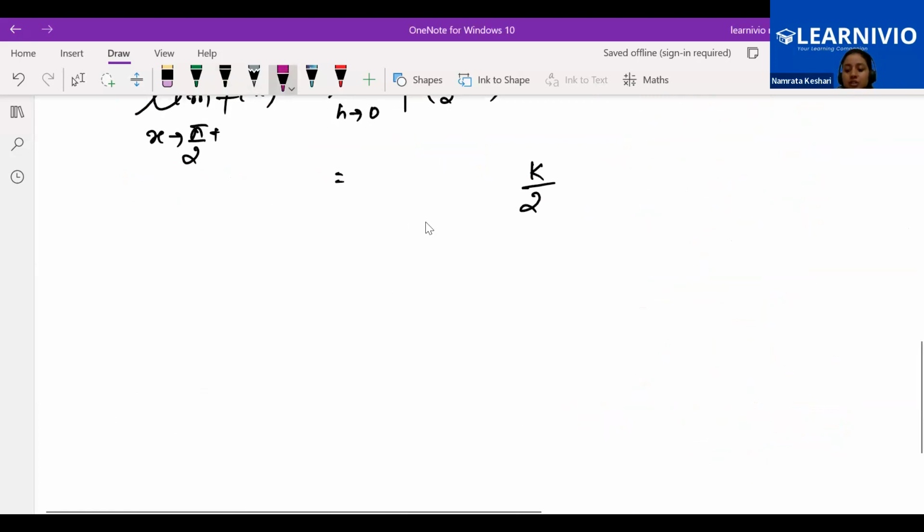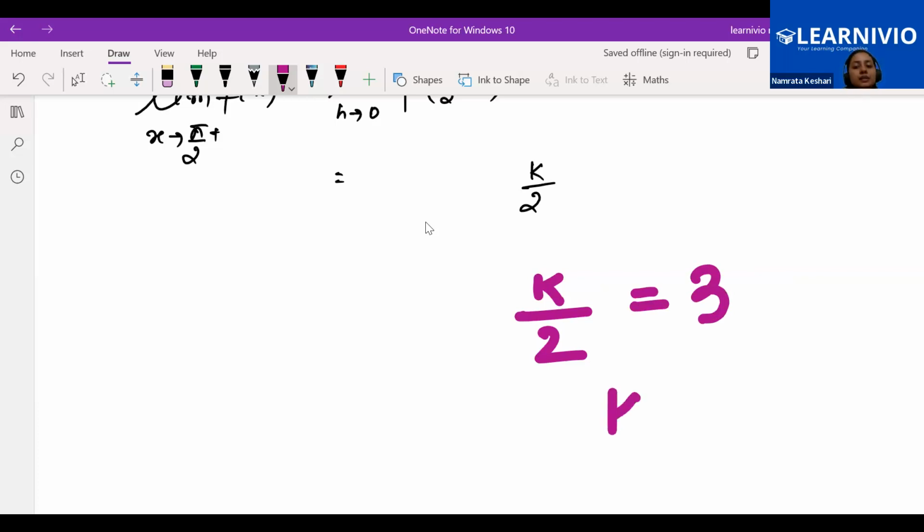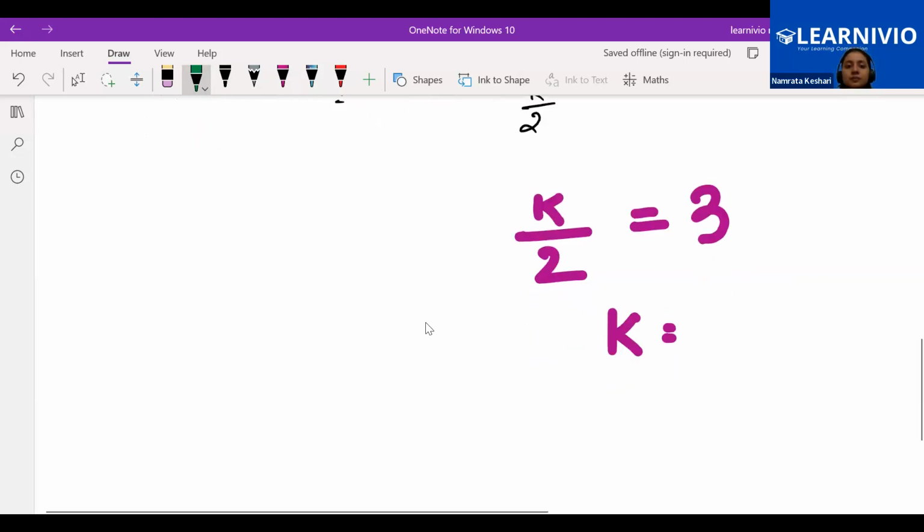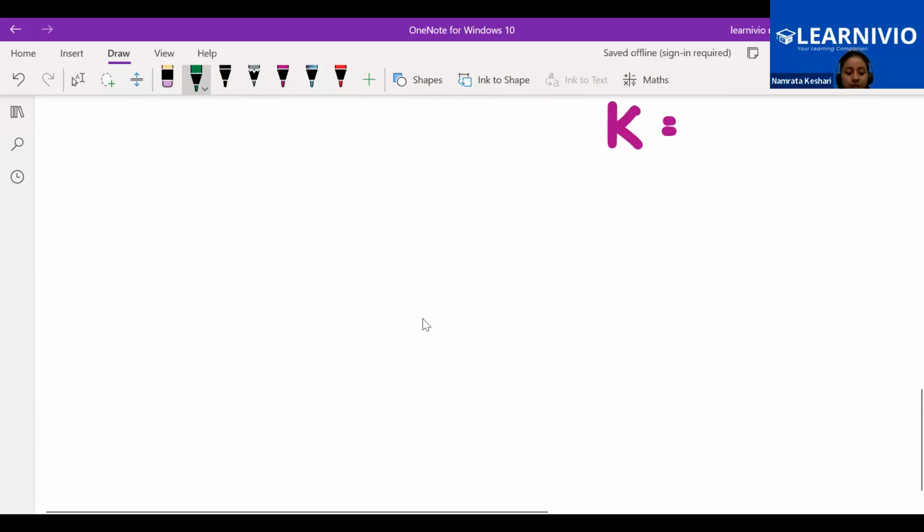However, our main focus is to find the value of k. So we will say the left hand limit, right hand limit, and the function value are all equal. That means k by 2 is equal to the function's value at pi by 2, that is 3. We are getting the k value from here, right, Fatima? Yes, ma'am. Any confusion over here? No, ma'am. Okay, let's continue.